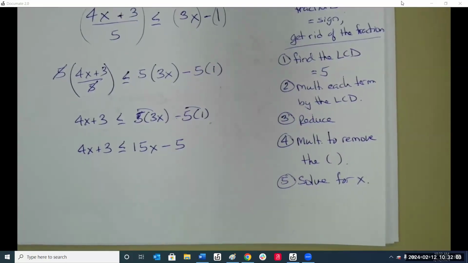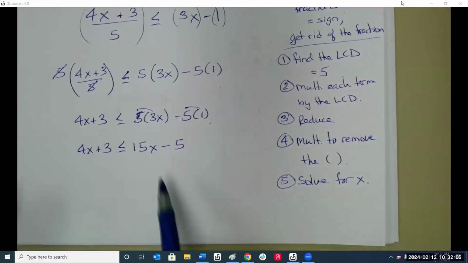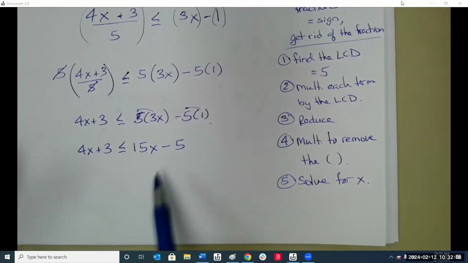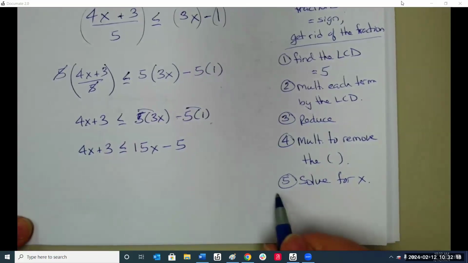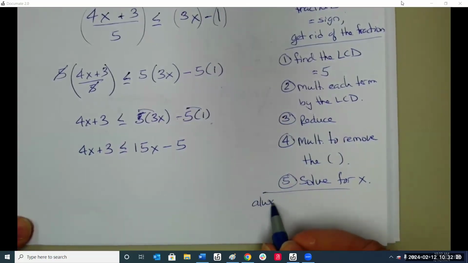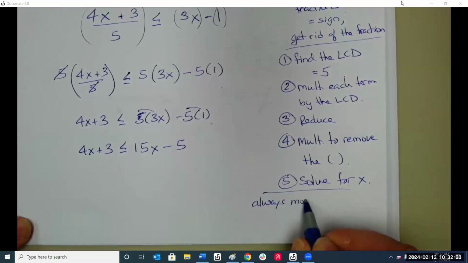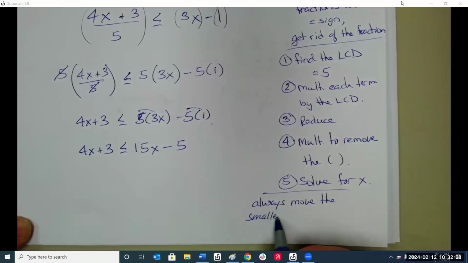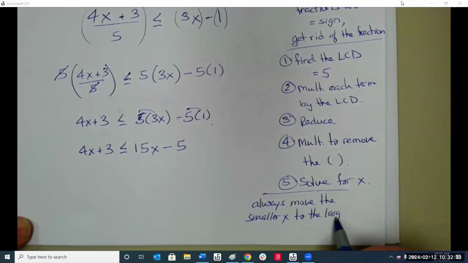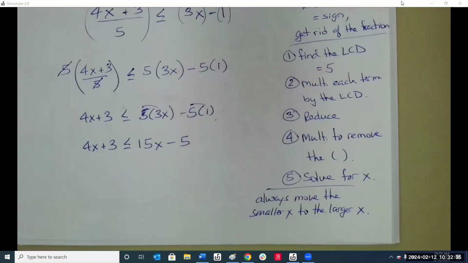And here's another set of rules we haven't talked about. Whenever you have x's on both sides, which one do you move? No, that's not a right answer. To solve for this, always move the smaller x to the larger x. Why would you want to do that? Why do you move the smaller x to the larger x?